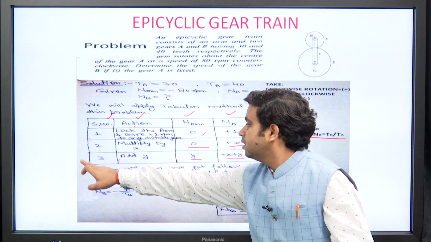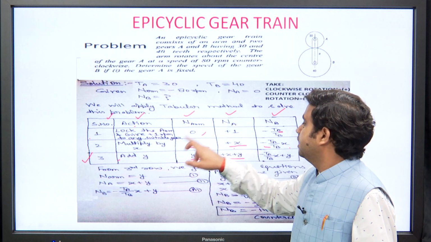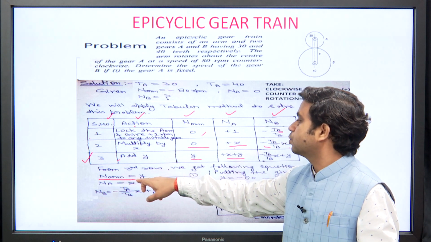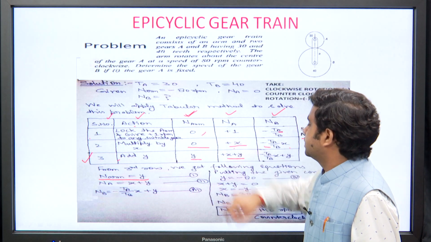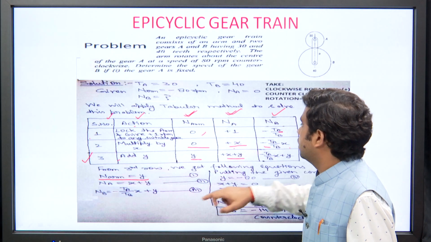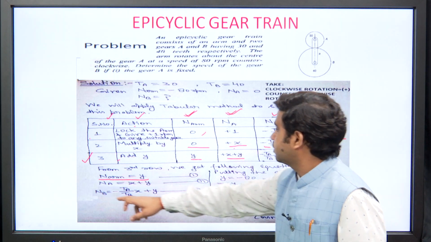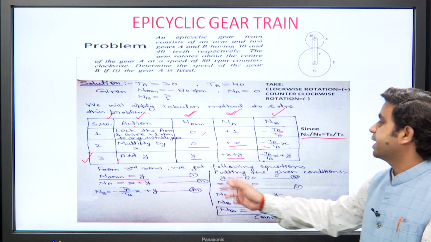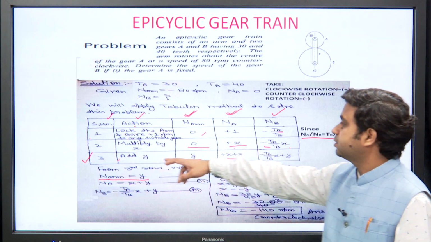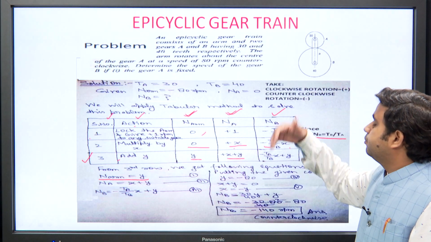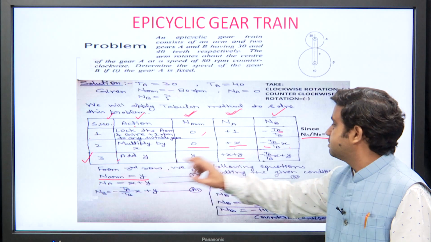So, we will see the last row. From this row we can get the speed of the arm, which is equal to y, from the third column. In the fourth column we get Na is equal to x plus y, and in the fifth column Nb is equal to minus Ta by Tb x plus y. These 3 equations we can get with the help of the last row, and now we will put the above given conditions in these 3 equations.